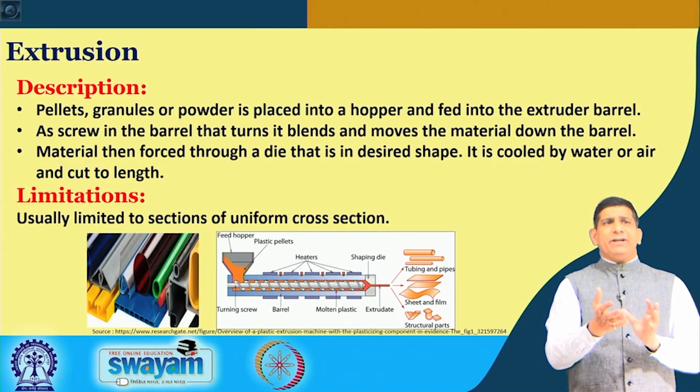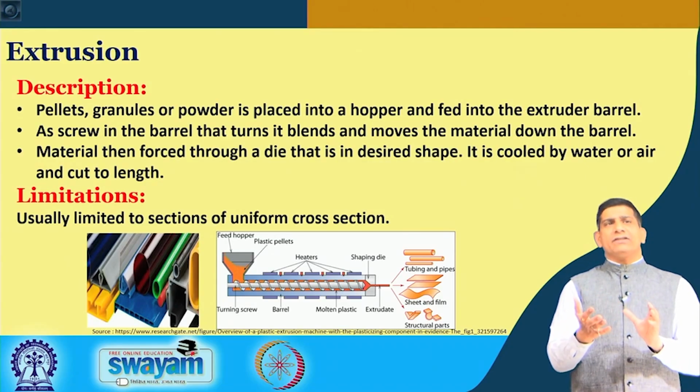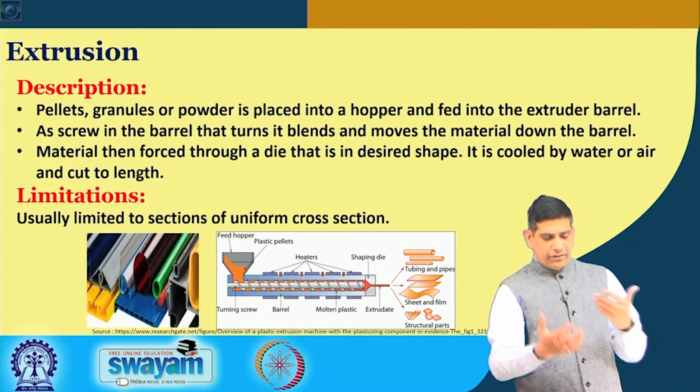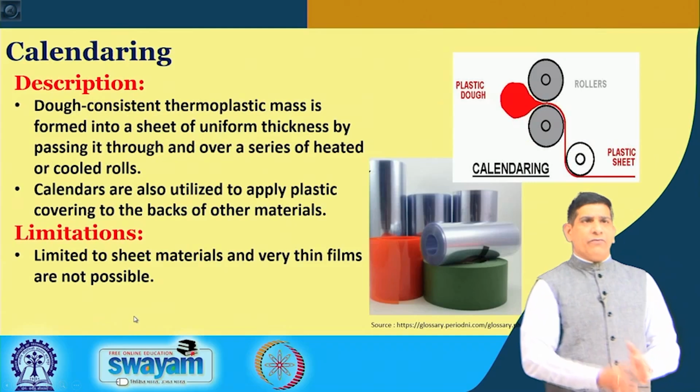The limitation is that it is usually limited to sections of uniform cross section. Why uniform cross section? Because you already have a desired die shape, so you cannot get a variety of shapes coming out from there.